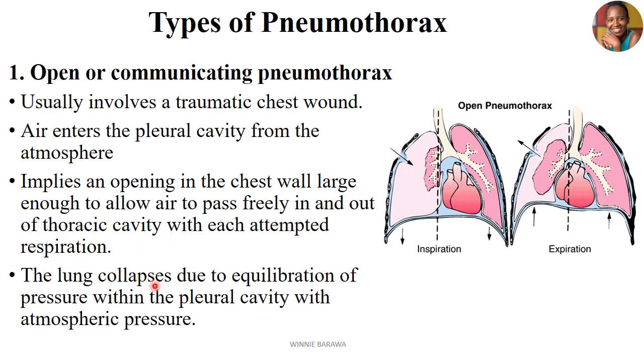So we are told the lung collapses in open communicating pneumothorax due to equilibration of pressure within the pleural cavity with the atmospheric pressure. So when the air keeps coming inside here, because this is open and it's a large wound, air tends to come in and easily come out when you breathe out. So with the air coming in continuously, this lung can actually collapse due to the pressure buildup and the air buildup in this pleural space.